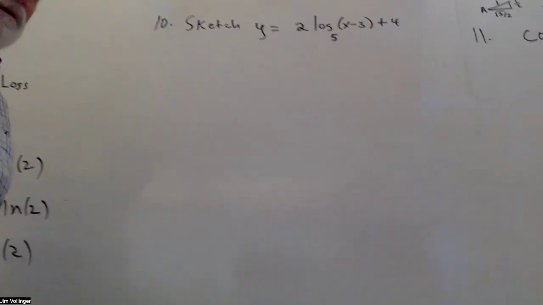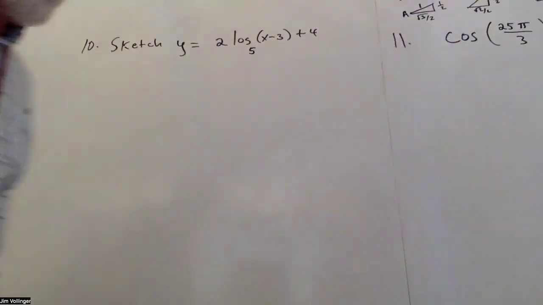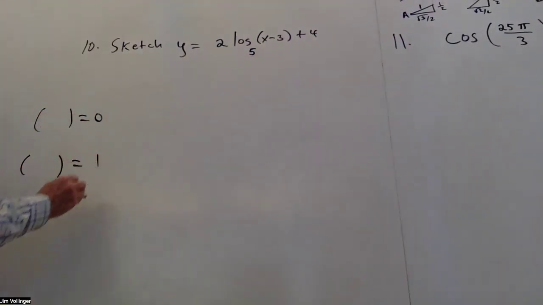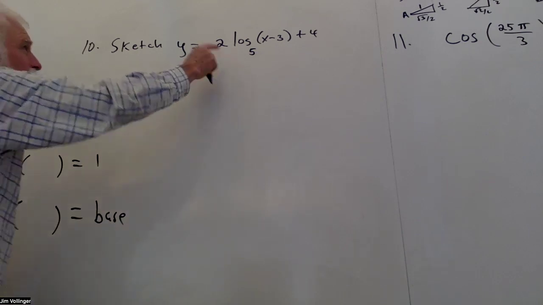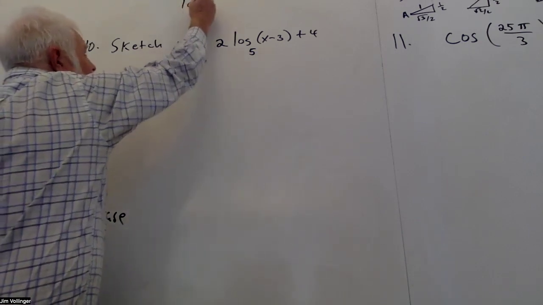Graphing a log. We want this to become perfunctory. So how do you graph logarithms? You set the parentheses to 0. You set the parentheses to 1. You set the parentheses to the base of the log. So if I make this 0, I am trying to make sure I know what log base 5 of 0 is.